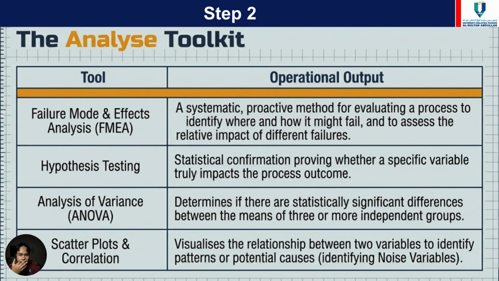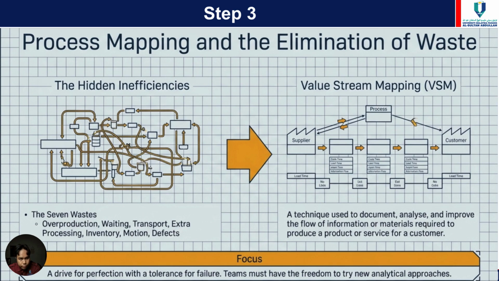And then hypothesis testing: statistical confirmation proving whether a specific variable truly impacts the process outcome. This is where we test our hypothesis. And then ANOVA, to determine if there are statistically significant differences between the means of three or more independent groups. And then correlation or scatter plots to visualize the relationship between two variables to identify patterns or potential causes, which is actually identifying noise variables.